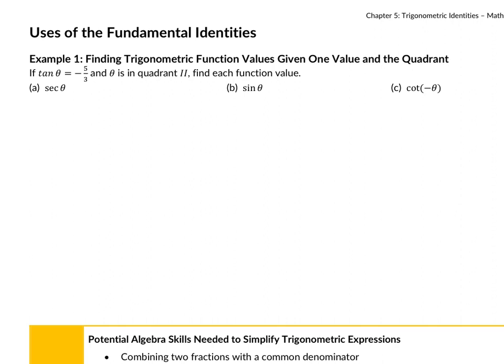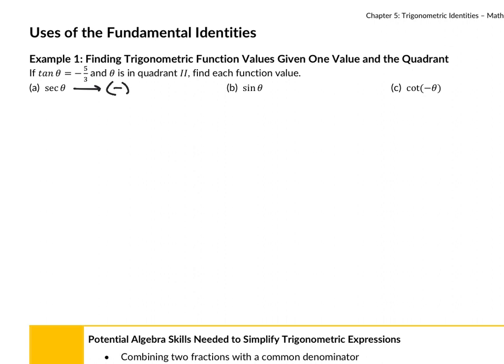So we've actually seen questions like example 1 before, way back in like chapter 2 or 3. It says if tangent of theta is equal to negative 5/3 and theta is in quadrant 2, find each function value. So if we're finding the secant of theta, first of all, remember we're in quadrant 2, and in quadrant 2, secant, which is the reciprocal of cosine, will be negative. So just keep that in mind that our answer should be negative at the end.